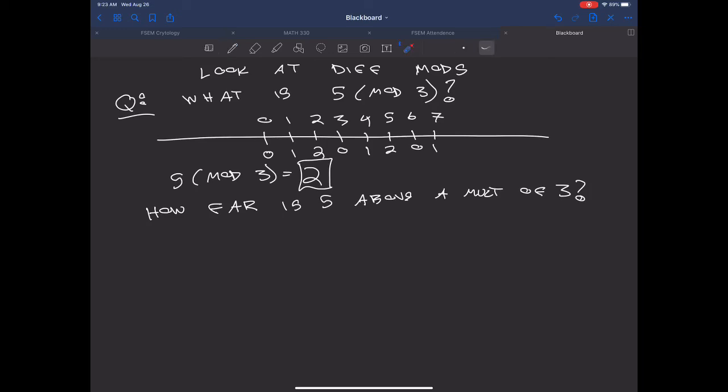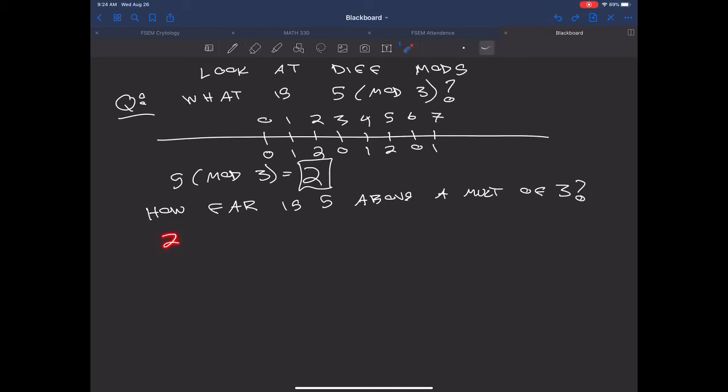Okay, so let's take a look at our number line. But this is something that we can generally do in our heads, as long as it's not too big of a number. So we have 5 here. What's the nearest multiple of 3 that's below it? Well, 3. All right, so what is the distance of 3 to 5? Well, 2. You have to move 2 integers to get from 3 to 5. So the answer to that question is going to tell you what 5 mod 3 actually is.